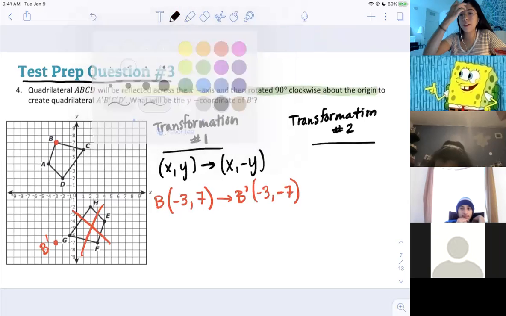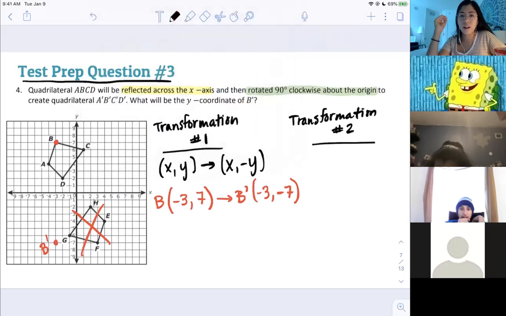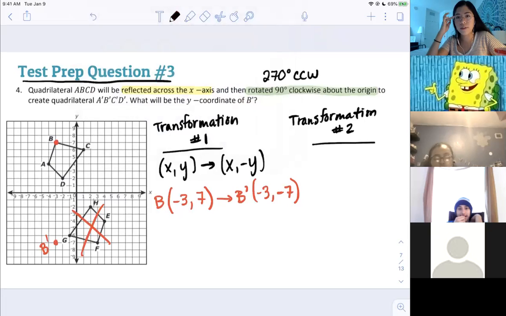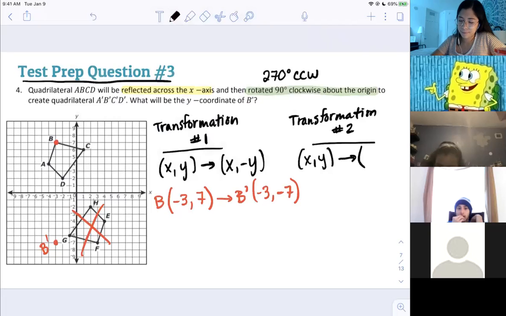And you have to read carefully because what is a 90 degrees clockwise rotation equivalent to? 270 counterclockwise. Exactly. Don't forget to read and make sure you're reading the correct direction. Since this says clockwise, we have to think about what that is equivalent to and then come up with our rule. And what is that rule for a 270 degree counterclockwise? Y comma negative x. Good.